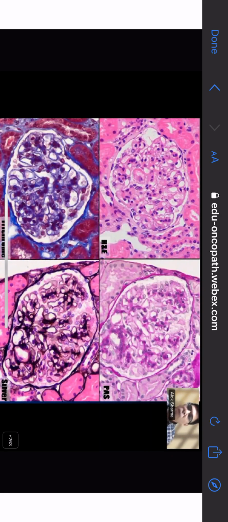So this is all about the stains, and this is just a collage to tell you how a glomerulus would look under different stains which are annotated here. So H&E, PAS, trichrome, silver. All these four stains are used routinely. So there is no special stain in kidney biopsy. Everything is routine. All special stains transform into routine stains in renal pathology.